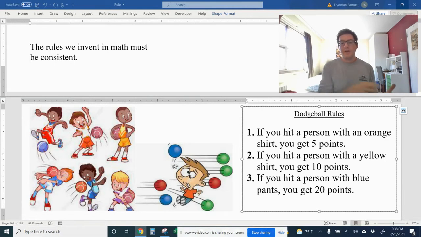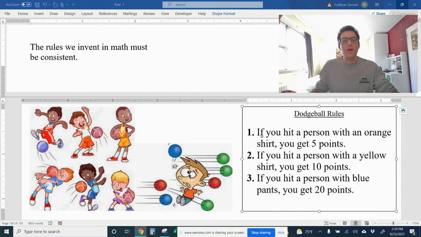So now I have to ask myself, since I just created this new rule for the game, is this rule consistent with the 2 rules that I had before? And if you think about it for a little while, you might realize that it's not consistent because, for example, take a look at this poor kid over here who's just getting pummeled. He's wearing an orange shirt and he's wearing blue pants. Well, what happens if we hit a kid with an orange shirt and blue pants?